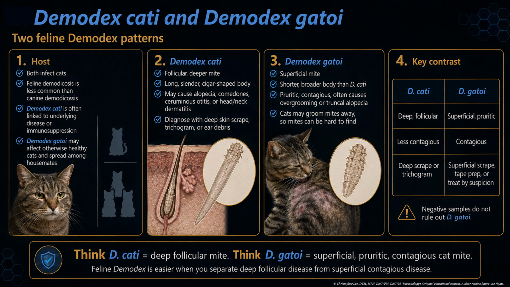Demodex gatoi is different. It is more superficial, pruritic, and contagious. Cats may overgroom, and because cats are tiny professionals at removing evidence, the mites may be hard to find. Negative samples do not rule it out. Superficial scraping, tape prep, fecal flotation in some contexts, and treating in-contact cats may all come into the diagnostic plan. The takeaway?